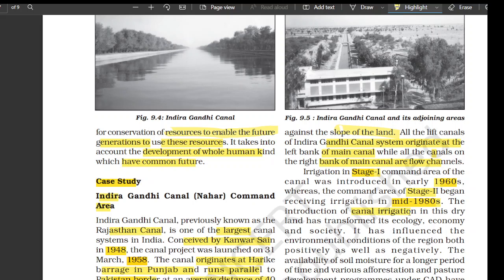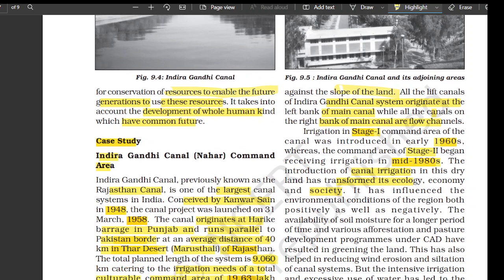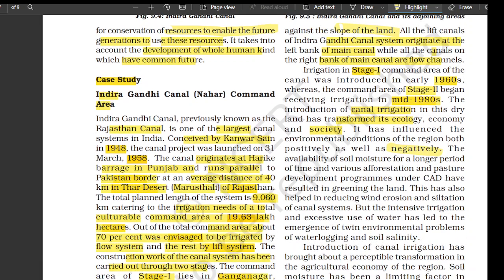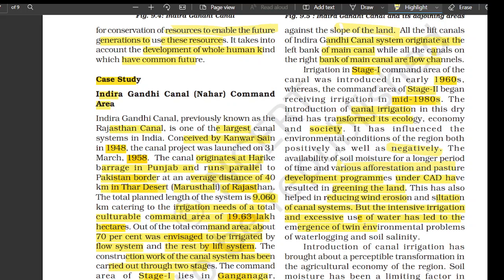The introduction of canal irrigation in the dry land has transformed its ecology, economy, and society. It has influenced the environmental conditions of the region both positively as well as negatively. The availability of soil moisture for a longer period of time and various afforestation and pasture development programs under CAD have resulted in greening the land. This has also helped in reducing wind erosion and siltation of canal systems. But the intensive irrigation and excessive use of water has led to the emergence of twin environmental problems of waterlogging and soil salinity.